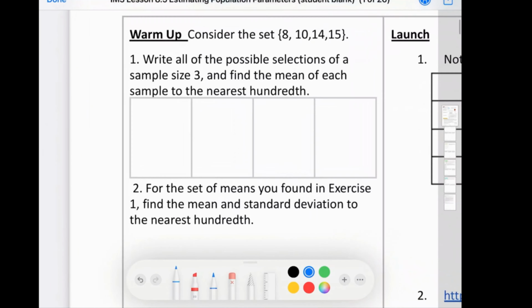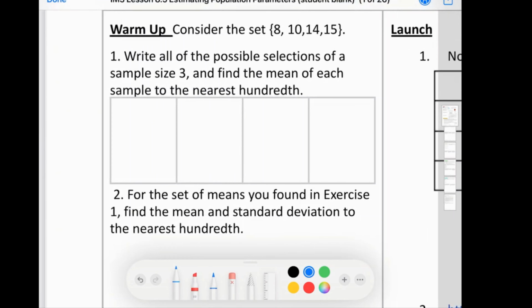All right, let's go to our warm-up over here. I have four numbers: 8, 10, 14, and 15. Go ahead and press pause. Try this on your own, and then press play if you want to do it with me.